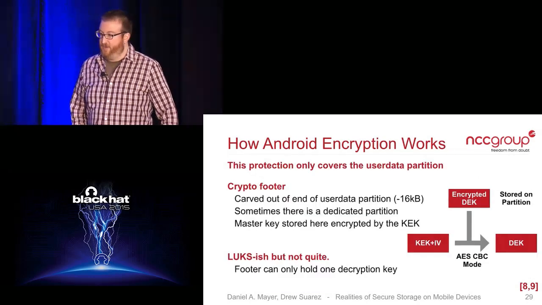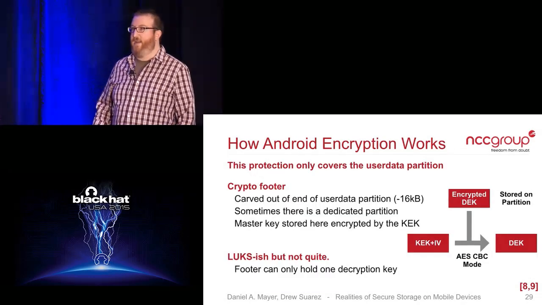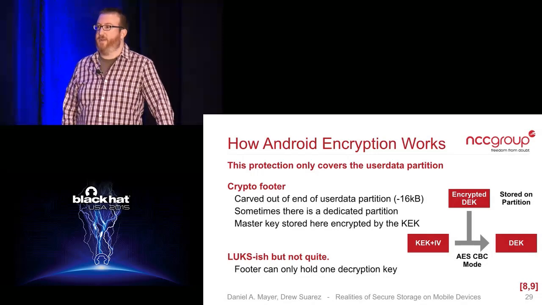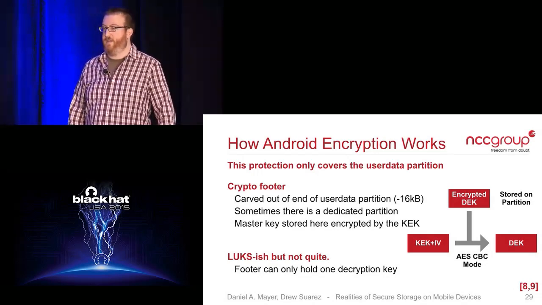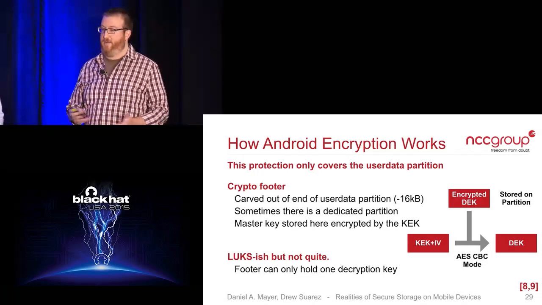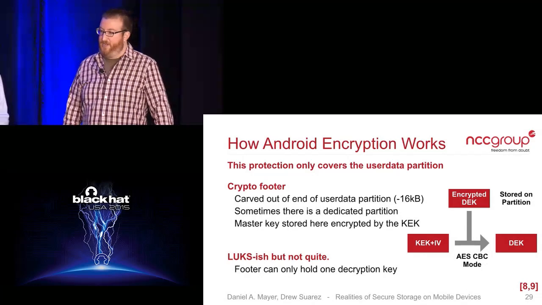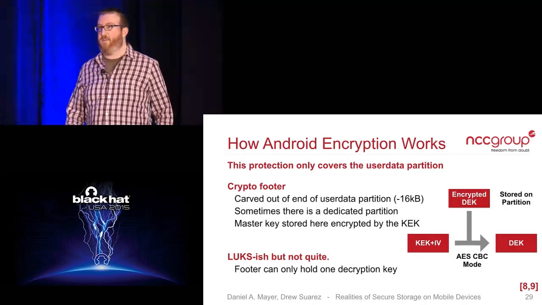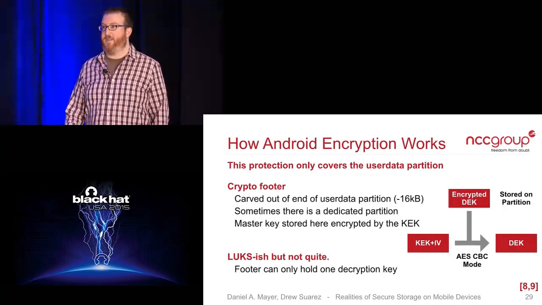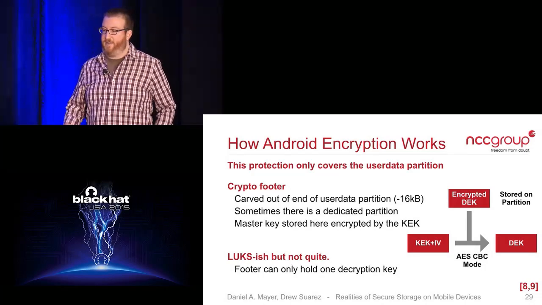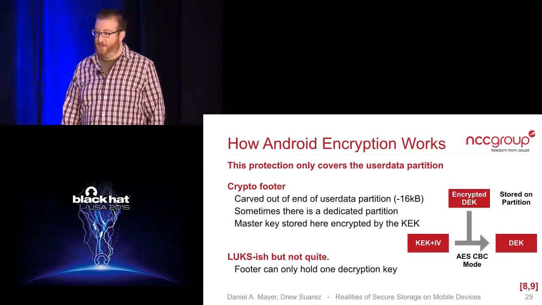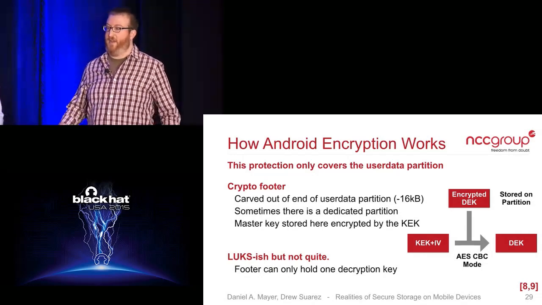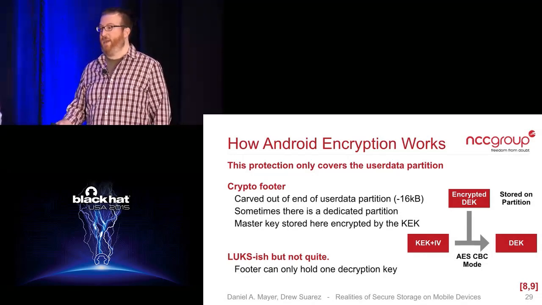So referring back to the crypto footer, it's worth noting that Android's full disk encryption actually only protects one partition of the entire flash device, and that's the user data partition. This is where all user settings are stored. Anything you download is stored there. The crypto footer, which I referred to earlier, is usually carved out of this user data partition. It's 16 kilobytes at the very end of it. On more modern devices, we're starting to see that there's a dedicated partition for crypto metadata.